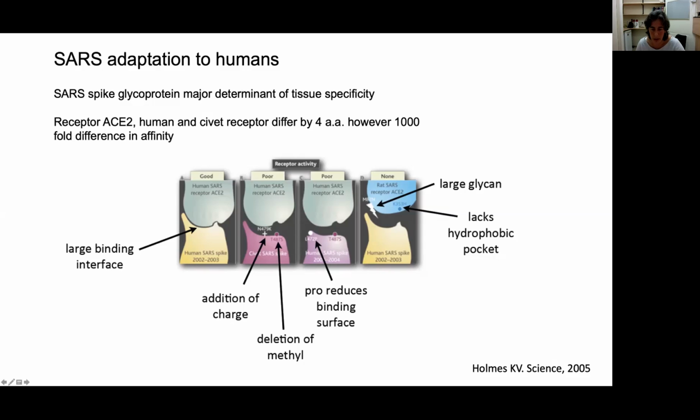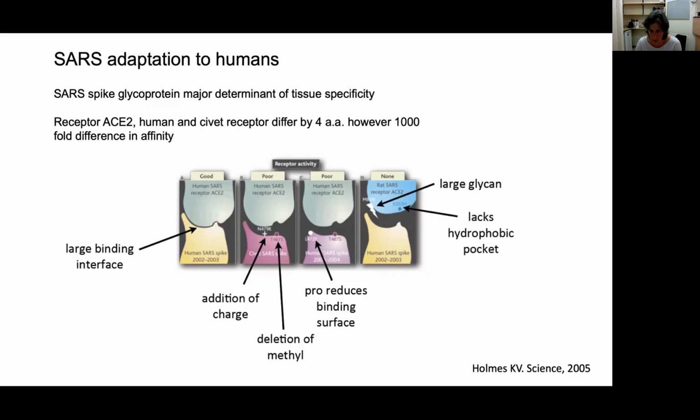And in fact, it was much less efficient in infecting humans. On the right here, you can see the rat SARS receptor and the human SARS spike. You can see that the rat receptor has a large glycan group, and it lacks this hydrophobic pocket, which means it doesn't bind the human spike receptor very well, which means that, for example, rats cannot be a very good model for studying SARS viruses.